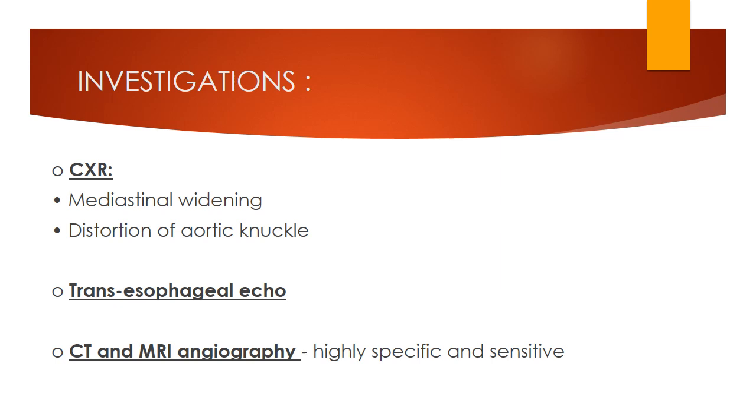Investigations may include chest X-ray, which may show mediastinal widening due to tamponade, and distortion of the aortic knuckle due to accumulation of blood. Transesophageal echo can be performed. CT scan and MRI angiography are highly sensitive and specific.